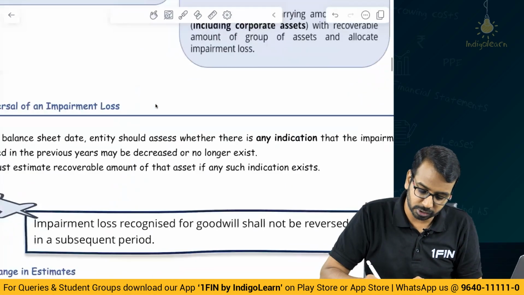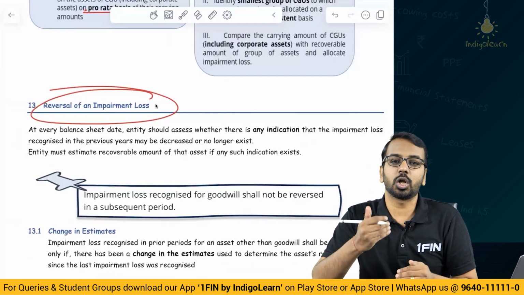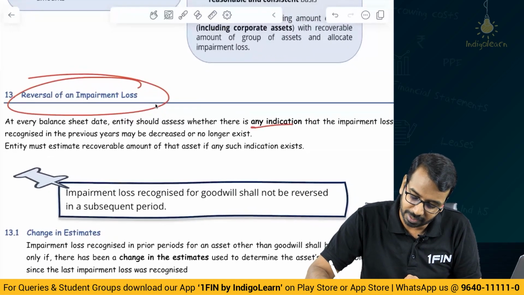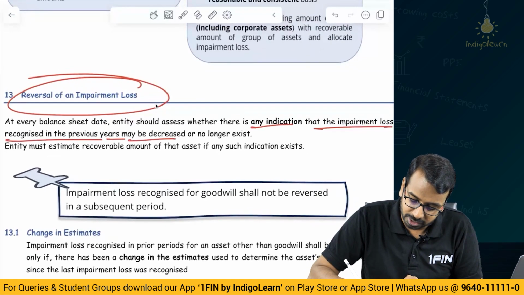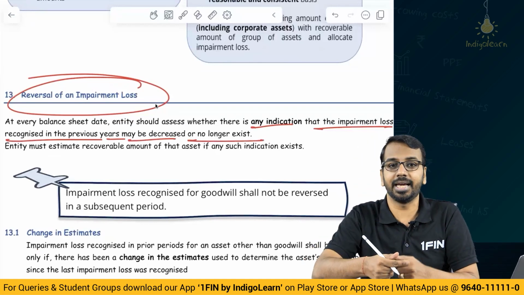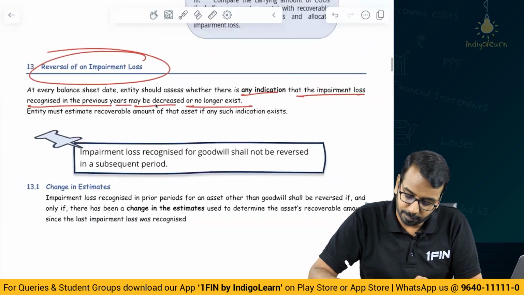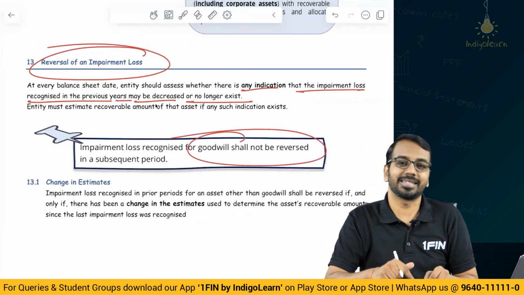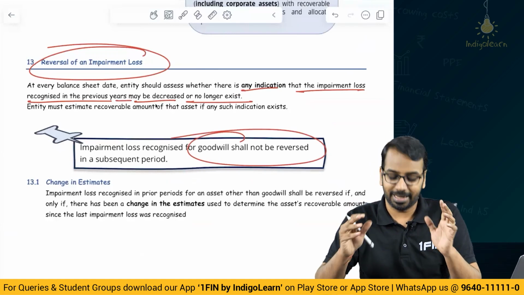This is also important, reversal of impairment loss. When can the losses of impairment be reversed? You can reverse when there is an indication that the impairment losses recognized in the previous years may be decreased or they don't exist anymore. So, if the reversal indicators are there, then you can do the reversal of impairment. Very important, goodwill impairment cannot be reversed at all. So, once you have recognized impairment on goodwill, you will not reverse impairment on the goodwill again.